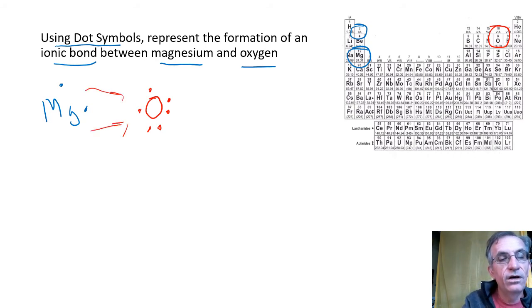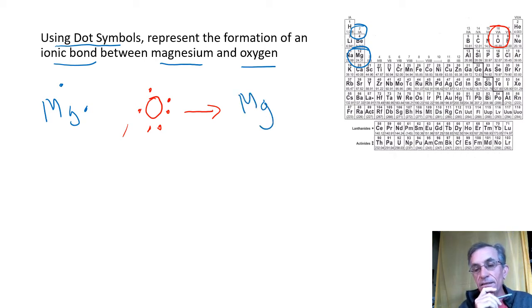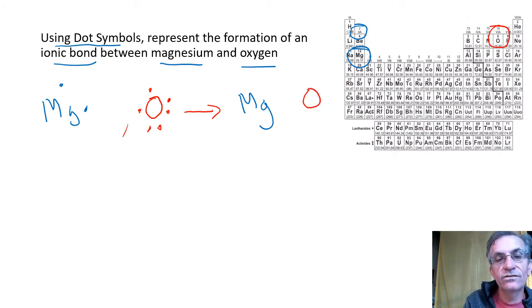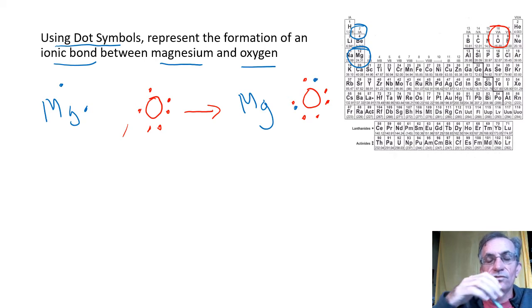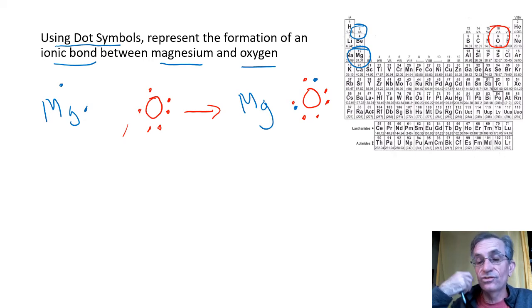All right, so I'm going to represent what happens after this transfer. Magnesium would end up with none. He gives 2 away. And oxygen is going to take those 2. So he's got the 6 he started with, and he's going to grab those 2 from magnesium. I'll use blue to represent the ones from magnesium. And now with those extra 2, he has 8.